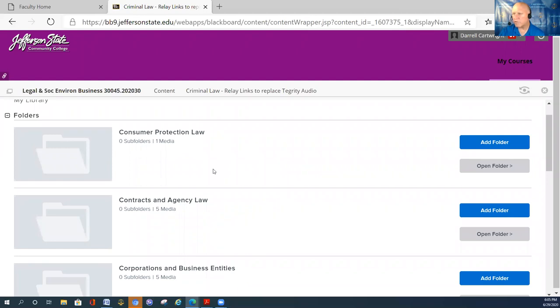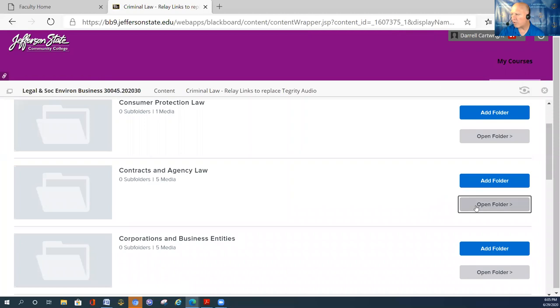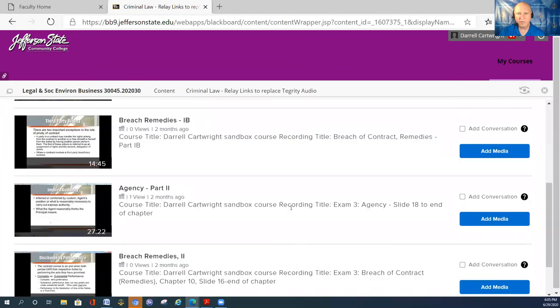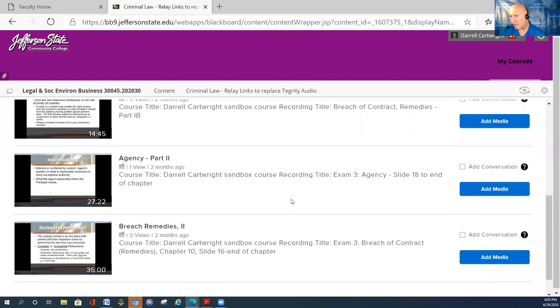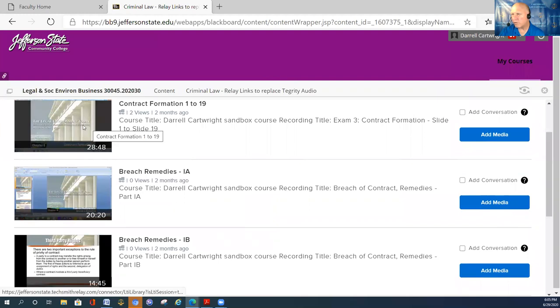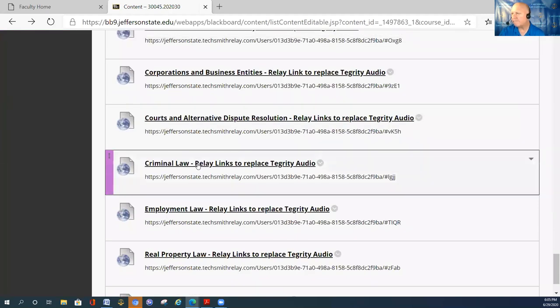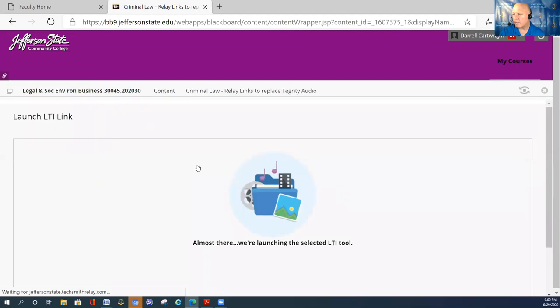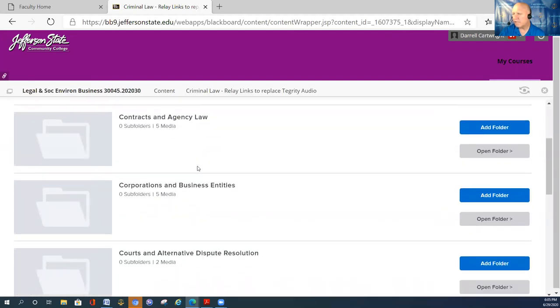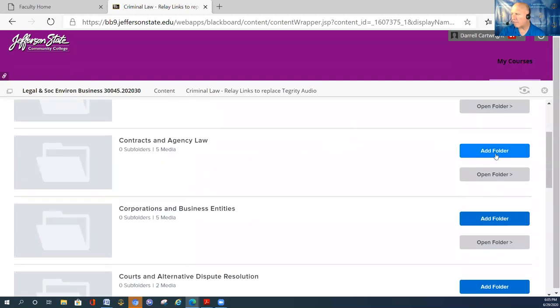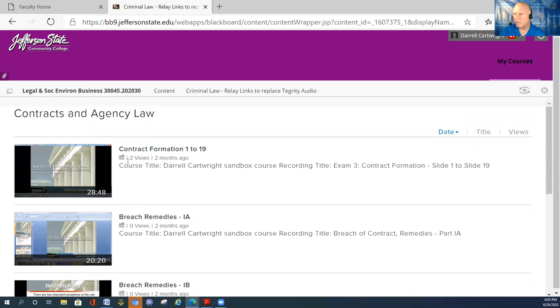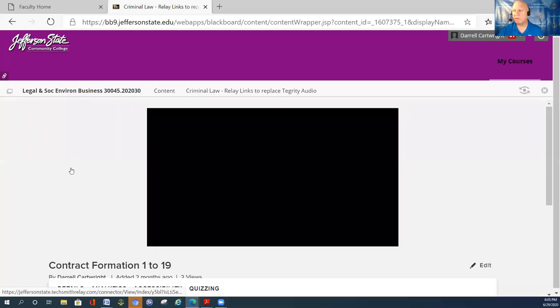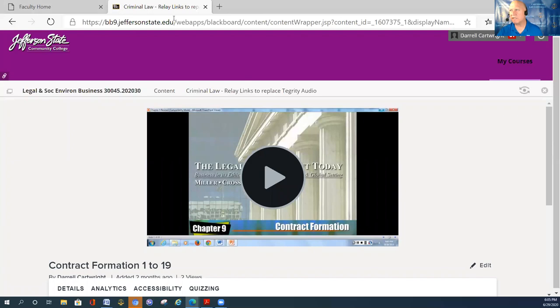It actually has the folders separately, like contracts and agency law, where you can open the folder and it has the various Tegrity audio lectures there. But right now, that one's a problem because if you click open folder on that, you can't click on the Tegrity audio lecture and have it open. So you have to work your way around it by clicking on criminal law, and then when you get to contracts and agency law, click add folder. I know it doesn't make sense, but I'll explain that later. And then you can click on one of the lectures and it'll pop up the way it's supposed to. But again, I'm going to try to get that straightened out so that there won't be any problem with it.